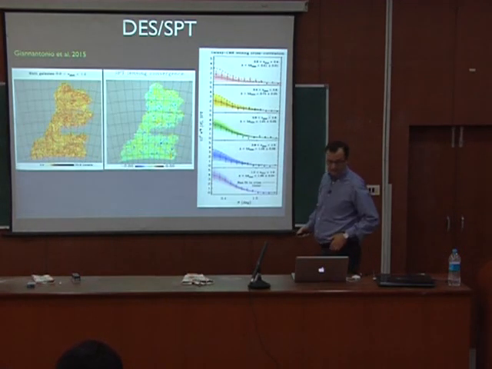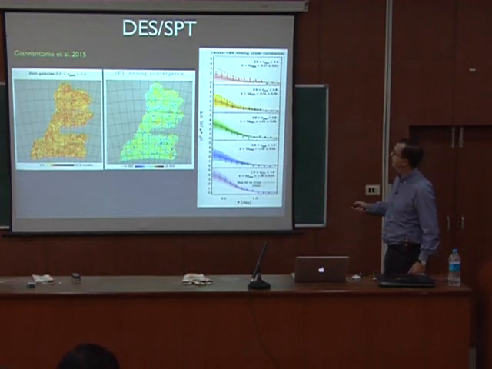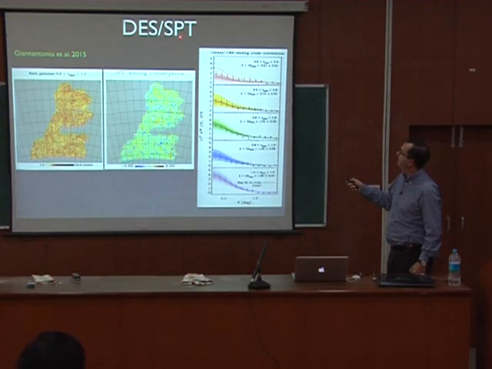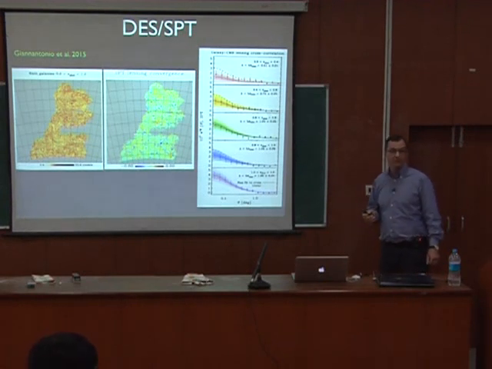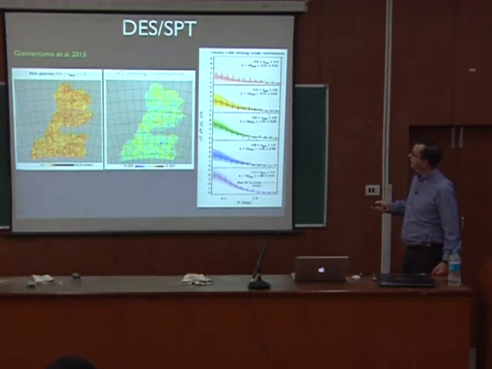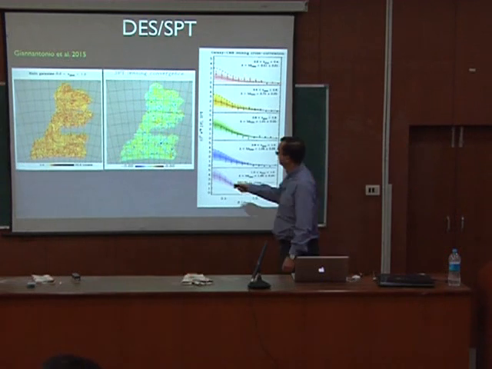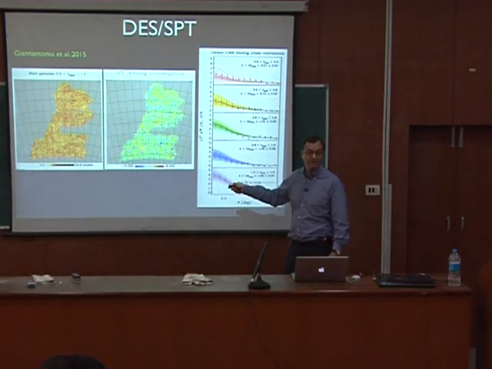So for instance, first, this is an intermediate step. This is a cross-correlation between the Dark Energy Survey and, in this case, the SPT CMB lensing measurements. So this is the weak lensing mass map derived from SPT, but in the region of the DES survey. So this is the DES survey footprint, but this is actually the SPT mass map.